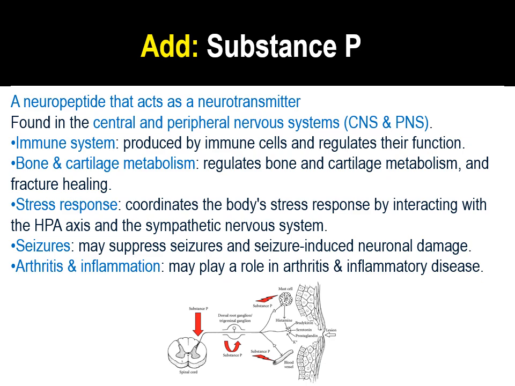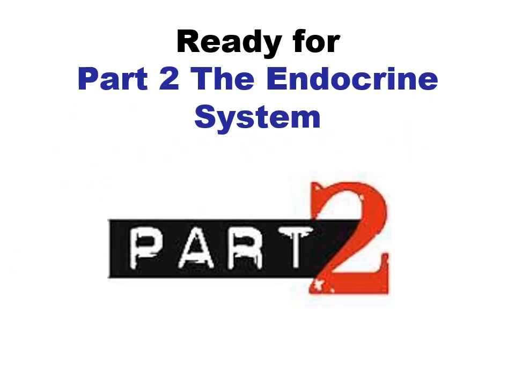It's going to impact the immune system. It's going to help with bone and cartilage healing. It's going to help with our stress response. It's going to help with seizures and arthritis and inflammatory diseases, inflammation. So that's substance P, and there's a diagram at the bottom about substance P, and it's also in your textbook. And now you're ready for part 2, the endocrine system.